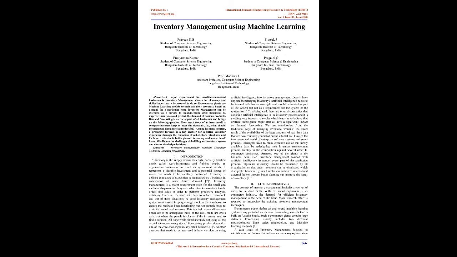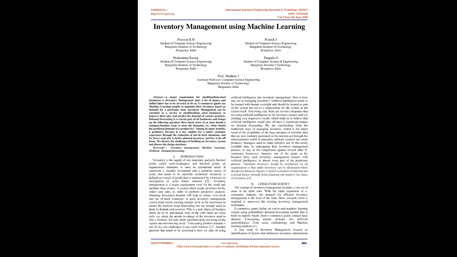Introduction. Inventory is the supply of raw materials, partially finished goods called work in progress, and finished goods an organization maintains to meet its operational needs. It represents a sizable investment and a potential source of waste that needs to be carefully controlled. Inventory is defined as a stock of goods that is maintained by a business in anticipation of some future demand too. Inventory management is a major requirement even for the small and medium shop owners.